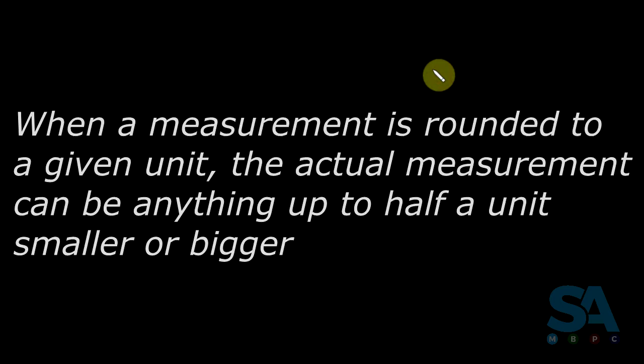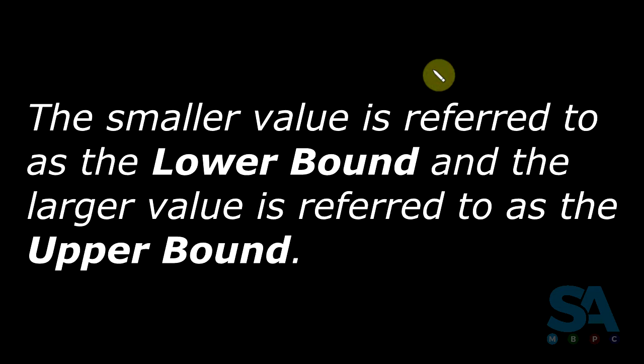So when a measurement is rounded to a given unit, the actual measurement can be anything up to half a unit smaller or bigger. The smaller value is referred to as the lower bound, and the bigger value is referred to as the upper bound.